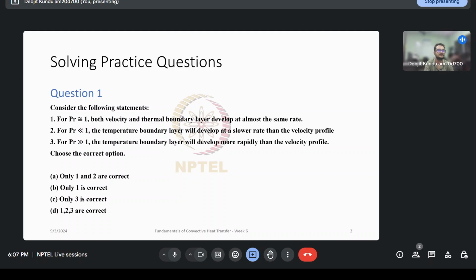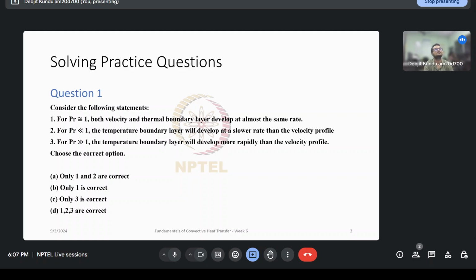So these statements are as follows: for Prandtl number comparable to 1, both the velocity and thermal boundary layers develop at almost the same rate. Statement 2 is, for Prandtl number much less than 1, the temperature boundary layer will develop at a slower rate than the velocity profile. And statement 3 says that for Prandtl number much greater than 1, the thermal boundary layer will develop more rapidly than the hydrodynamic boundary layer or the velocity profile.